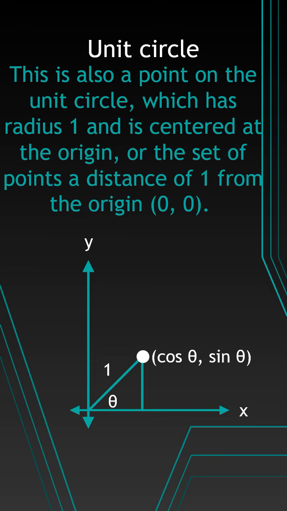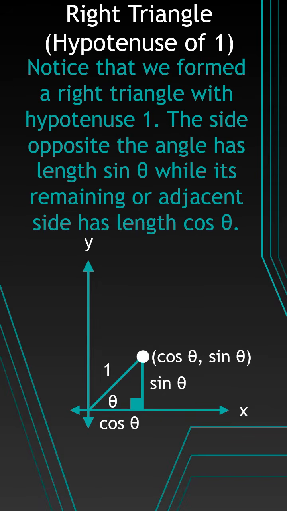This is also a point on the unit circle, which has radius 1 and is centered at the origin, or the set of points at distance 1 away from the origin. Notice that we formed a right triangle with hypotenuse 1. The side opposite the angle has length sine of theta, while its remaining or adjacent side has length cosine theta.